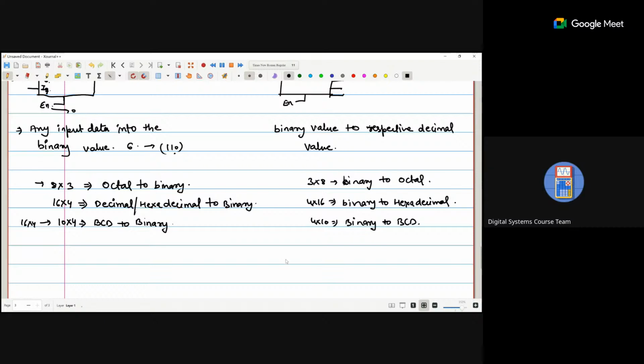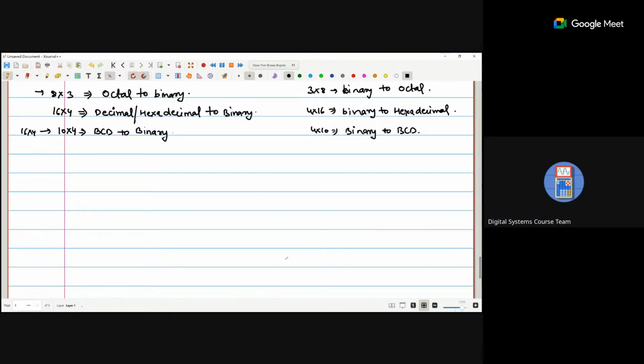Okay. The advantage of the decoder is that we can implement any Boolean expression. Okay, we can implement any Boolean expression. Any doubt?